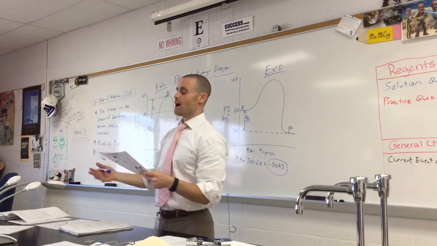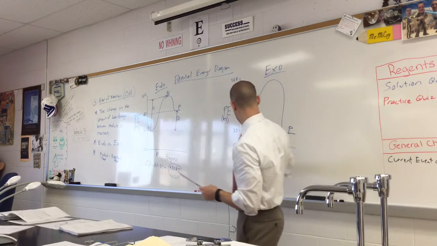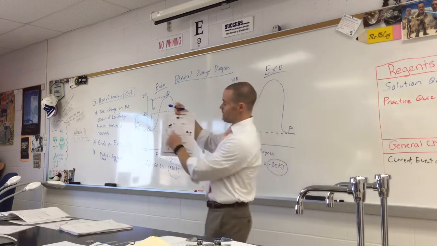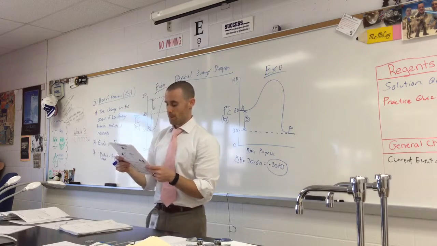C, what is the value of delta H? That's really what it's asking. What is the value of delta H? And it is negative 77.2. So the answer to C is negative 77.2.